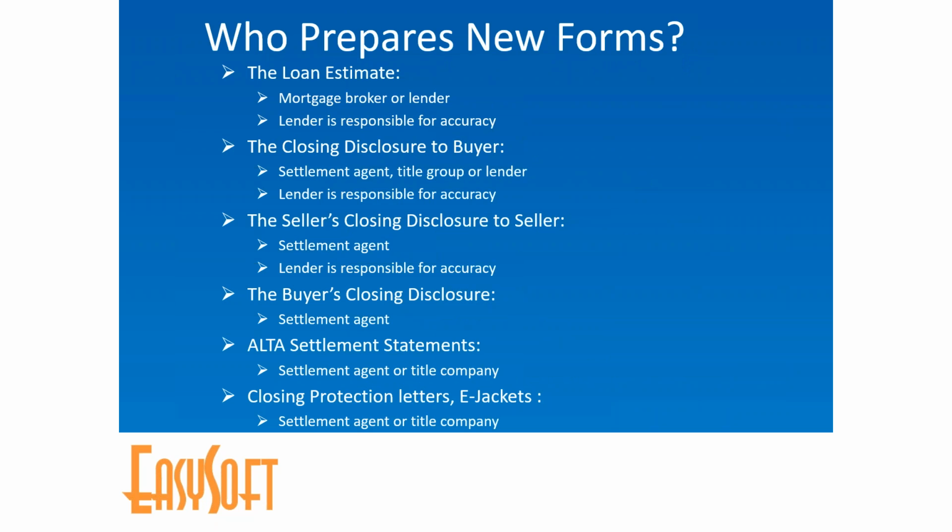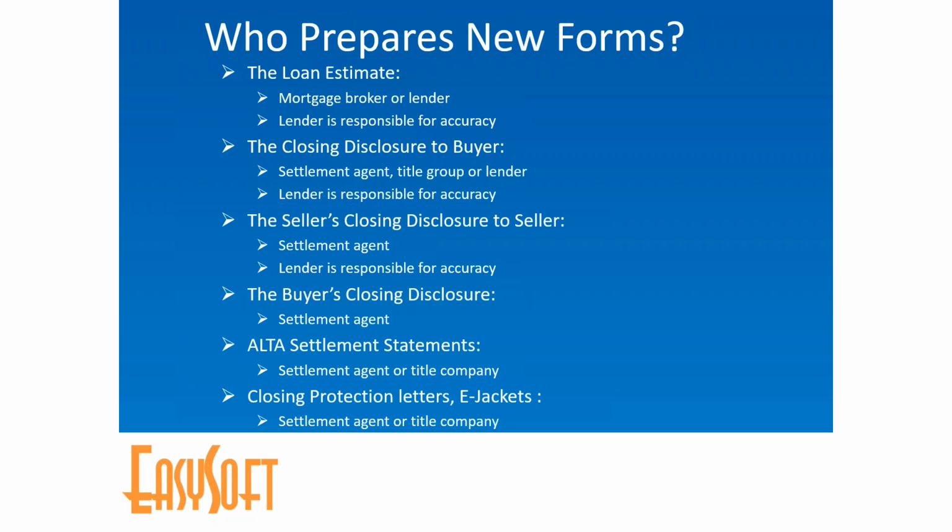So let's take a look at the new forms. The loan estimate is created by the mortgage broker or lender, who is responsible for the accuracy of the document. This document is like a template for the disclosures. The first of the disclosures, the 5-page closing disclosure, will be the responsibility of either the settlement agent or the lender, and it's the lender's job to maintain accuracy.